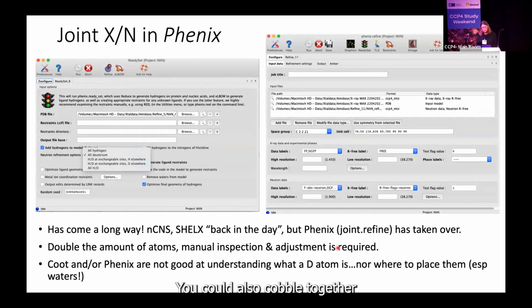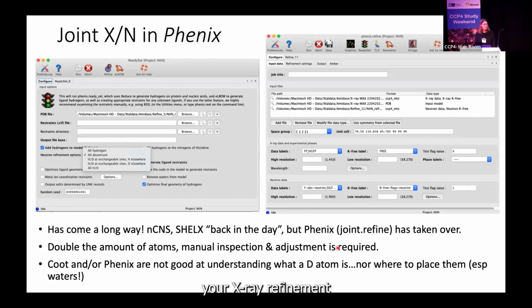You could also cobble together and do something in SHELX by giving it neutron scattering length lookup tables, but that didn't allow for joint refinement. So you could only use SHELX if you had a very good neutron data set by itself. But today, Phenix has really taken over, and the joint refine mode that is in the previous release of Phenix is what many or most people have used the last decade, I would say.